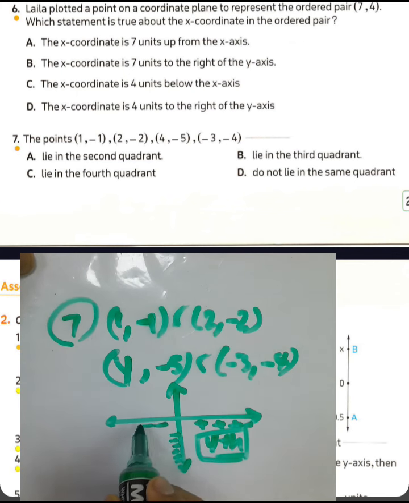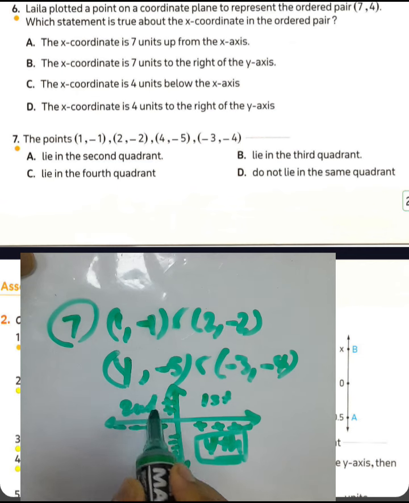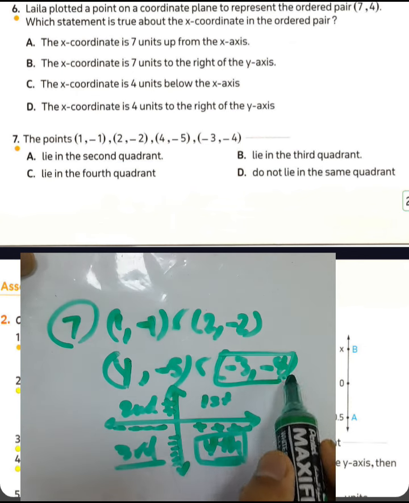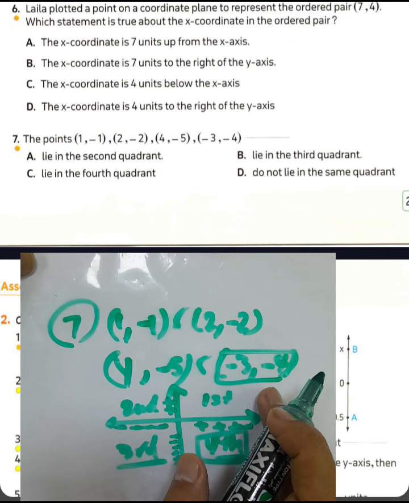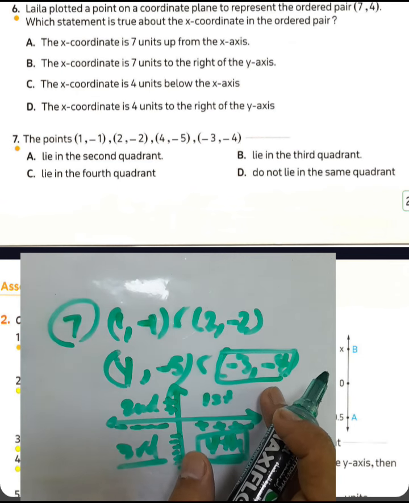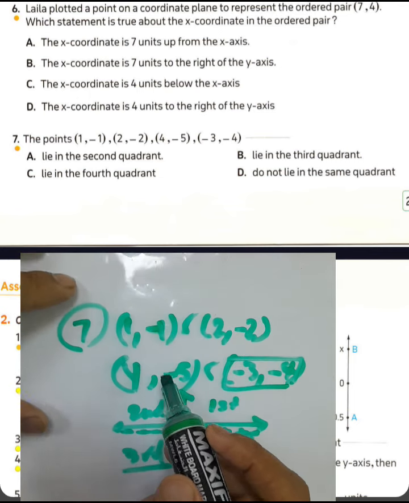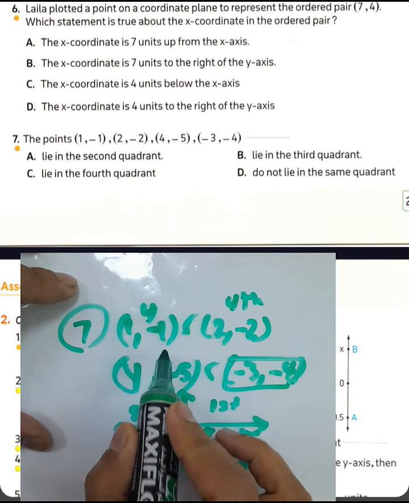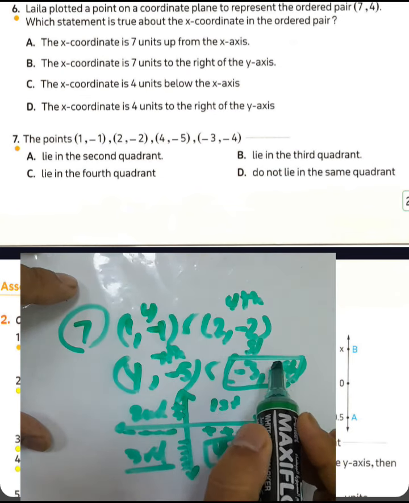We have here negative and here positive. It's the first quadrant, second, third, and fourth. We have positive and negative, positive and negative, positive and negative, negative and negative. It lies in the third. This point lies in the third quadrant. Then they don't lie in the same quadrant, because the first point lies in the fourth quadrant, and here fourth quadrant, and here fourth quadrant, and here in the third quadrant.